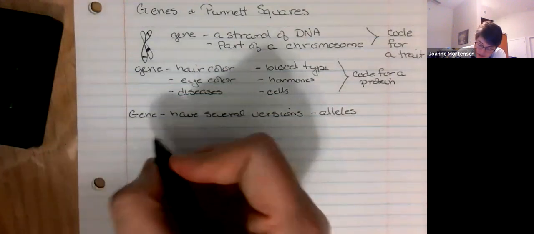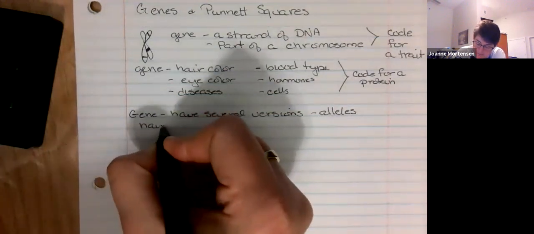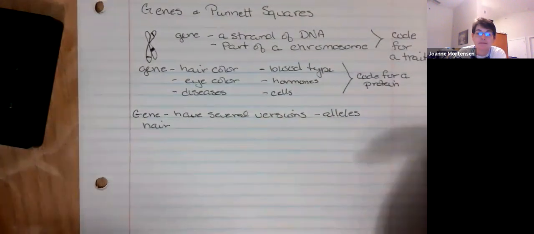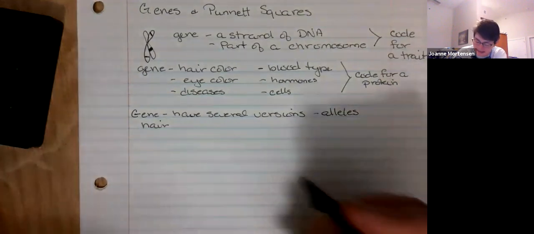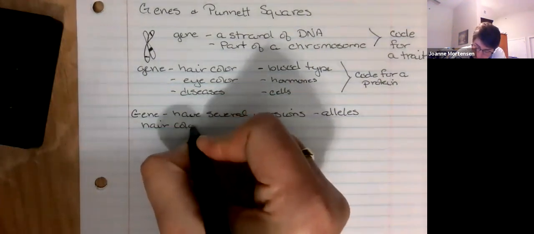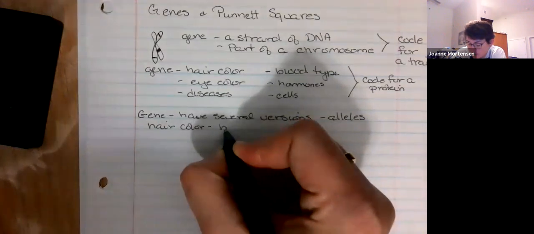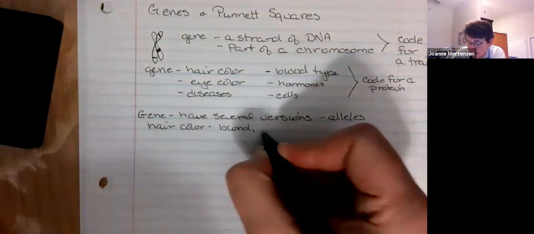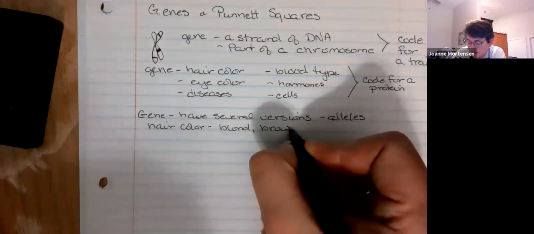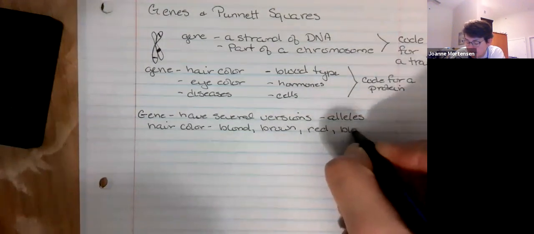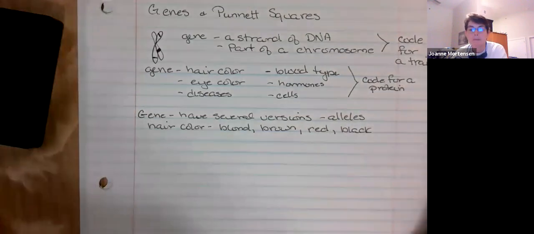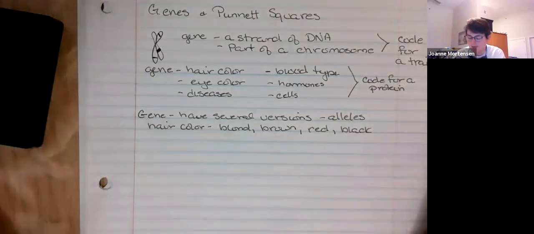So if we talk about hair color, sorry about the shadows, I'm doing this at night with not the greatest lighting. Okay, so we've got blonde, brown, red, and black. Oh, I don't even want to try and list all the different eye colors. Okay.